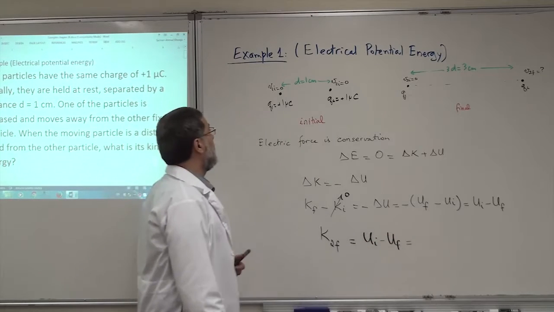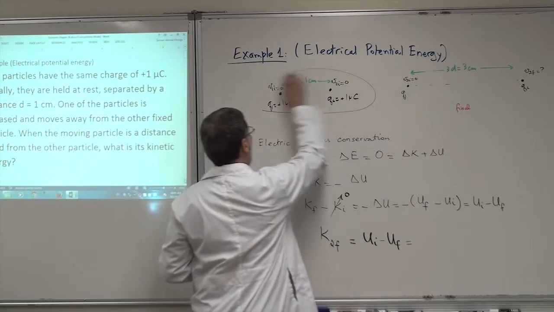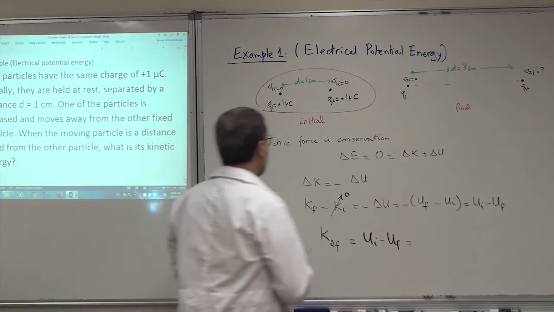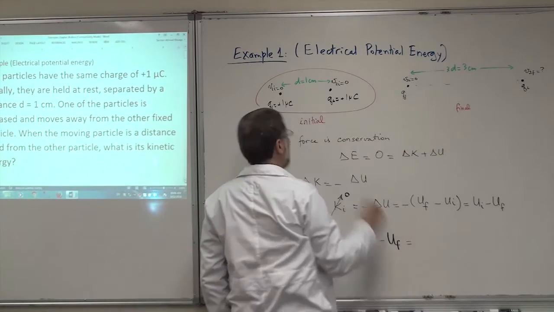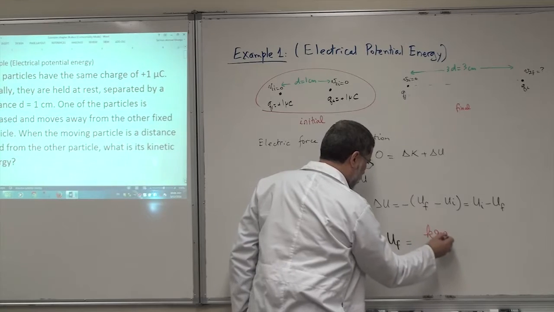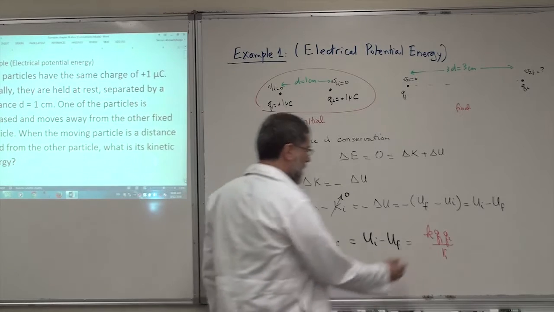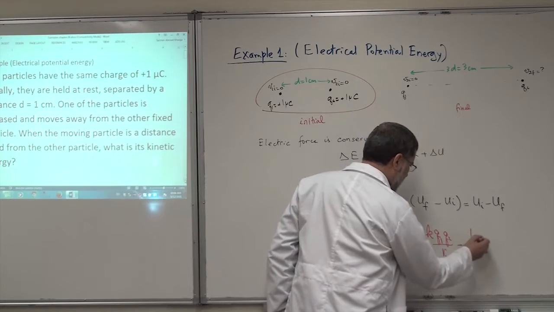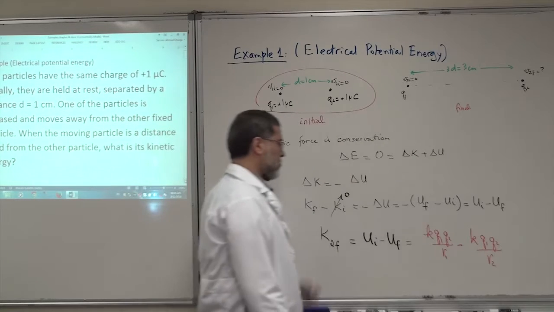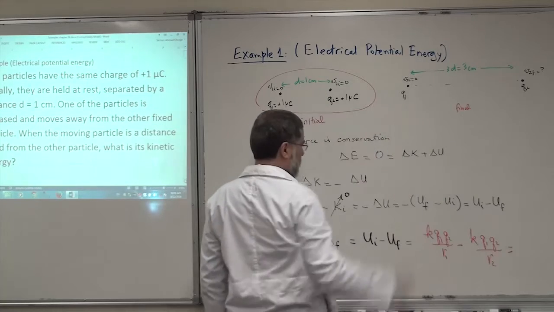What is U initial? The potential energy of this system here. Go back to the concepts when we were discussing them. The potential energy of this system of particles is k Q1 Q2 over R1, the distance between them, minus k Q1 Q2 over R2, the distance between them. So, of course, now we put the numbers.